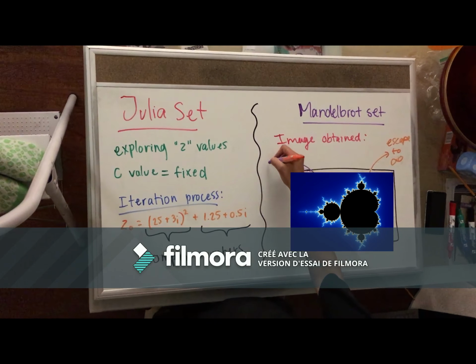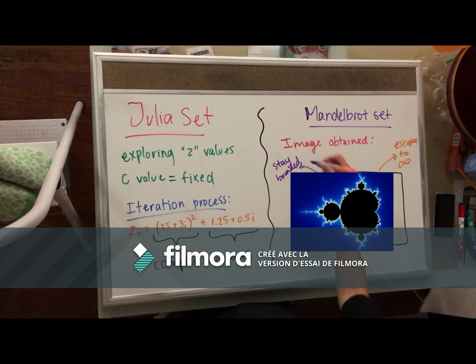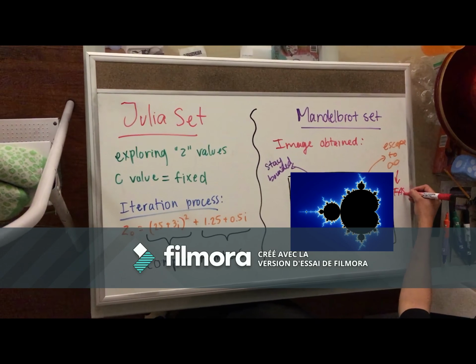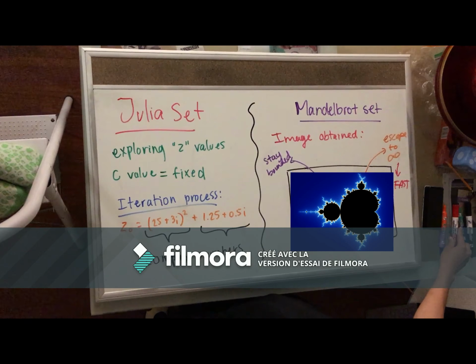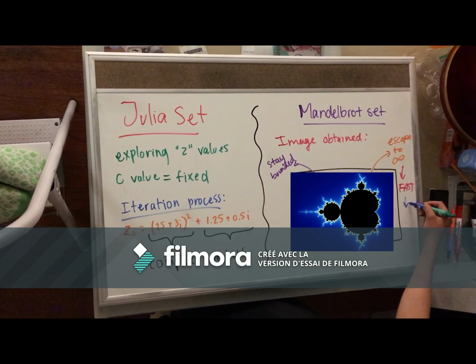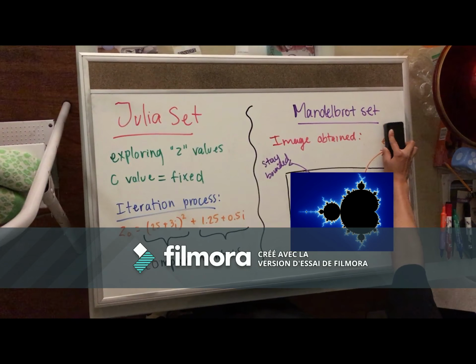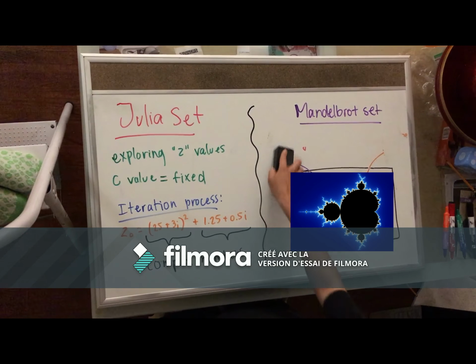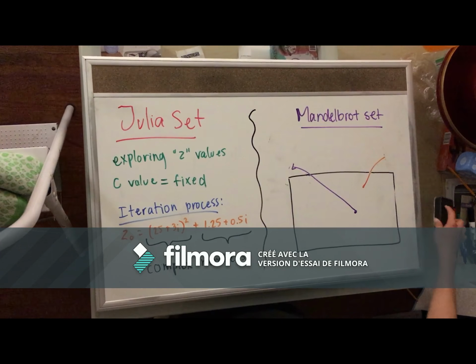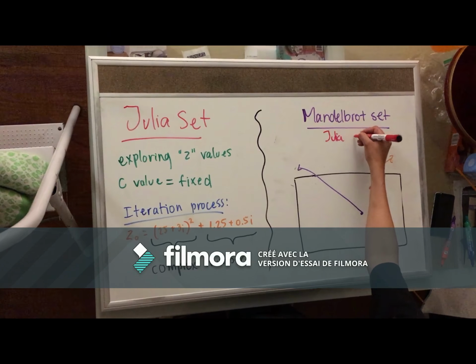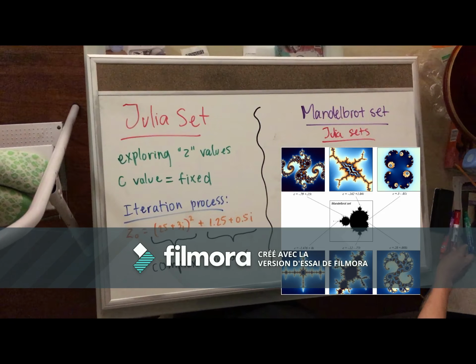The determination of the color of the points outside the image is based on how fast the result shoots to infinity. For example, if the value shoots to infinity at a slow rate, it will be colored orange, red, yellow, etc. And if the value diverges at a very quick rate compared to the other values, it is usually colored blue. The link between the two sets is that for every point in Mandelbrot's set, there is a Julia set that can be created.